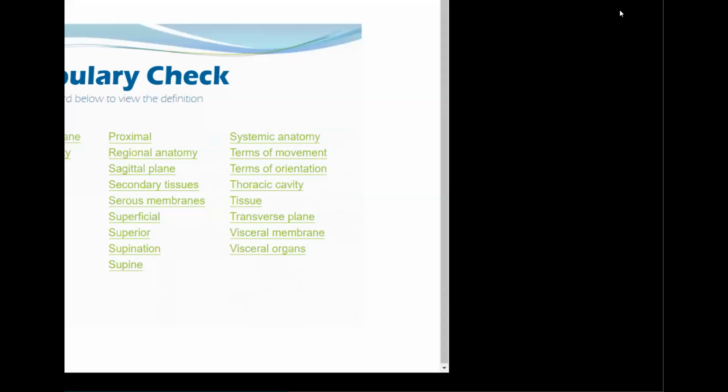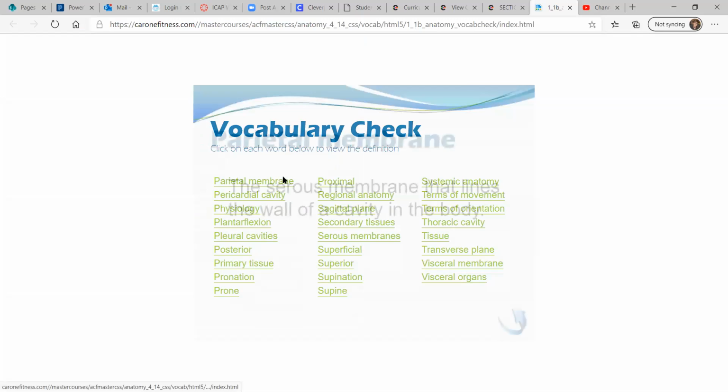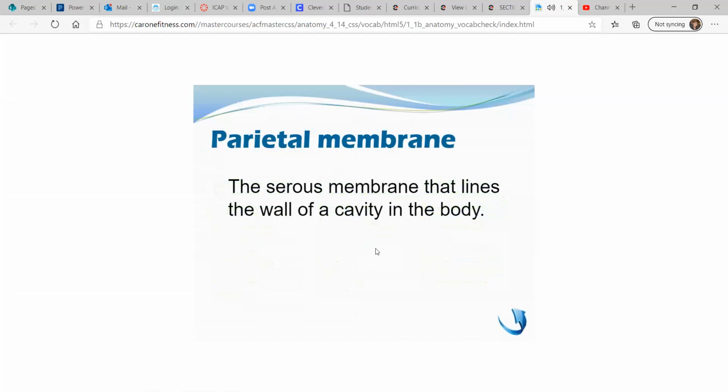Vocab check B is parietal membrane. The serous membrane that lines the wall of a cavity in the body.